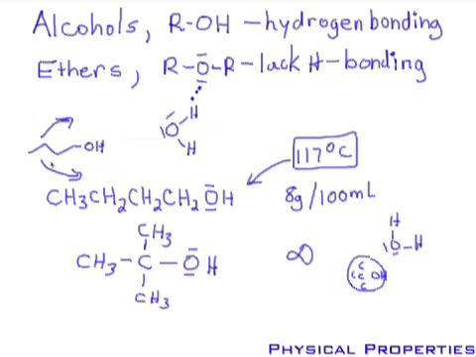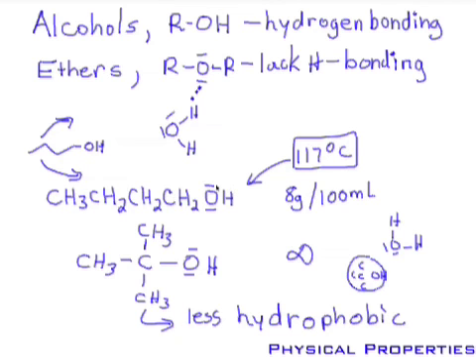So the reason that tert-butyl alcohol is soluble is it's more compact. So it's less hydrophobic. Hydrophobic is a term we use, phobic meaning fearing, less water fearing. So tert-butyl is less hydrophobic. Butanol, 1-butanol, is more hydrophobic, or water repelling.